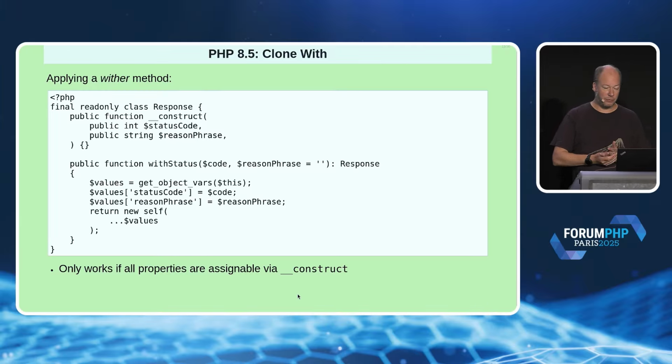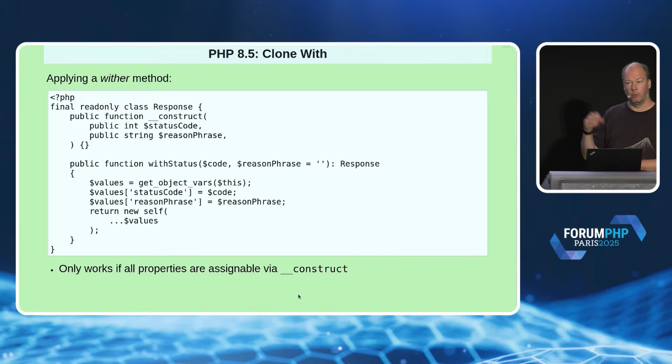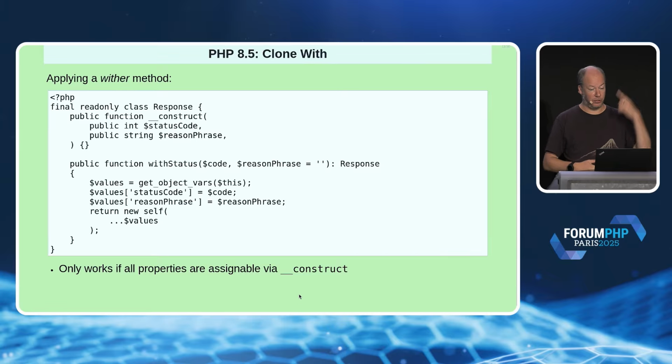Before PHP 8.5, you could do that by creating a wither method. A wither method basically means it's "with" plus what you're changing. That's what I have in the function here. So you give it a code and then a reason phrase. The way you would create a new object is you get all the current properties, then set the values to the new ones that you're passing in this wither method, and then you do new self with all these values.